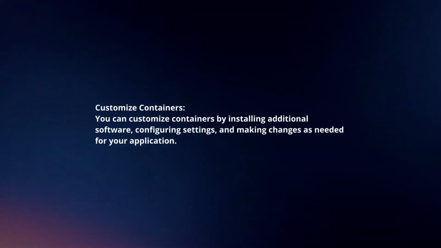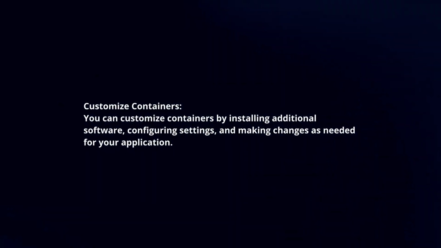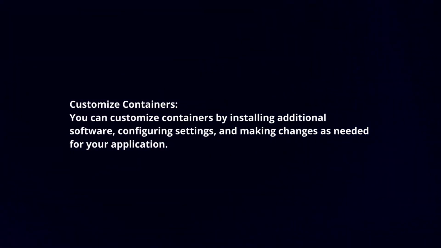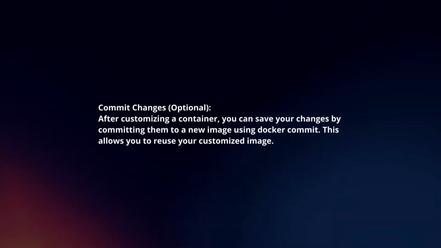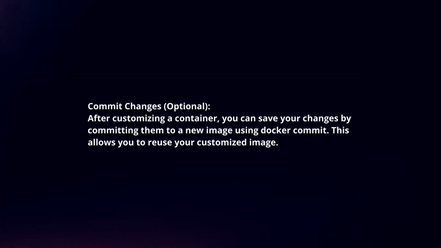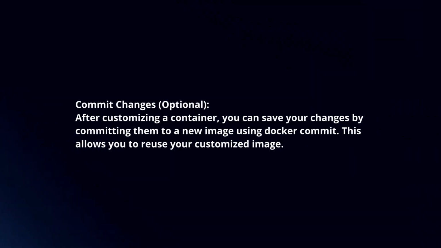Customize containers. You can customize containers by installing additional software, configuring settings, and making changes as needed for your application. Commit changes. After customizing a container, you can save your changes by committing them to a new image using docker commit. This allows you to reuse your customized image.